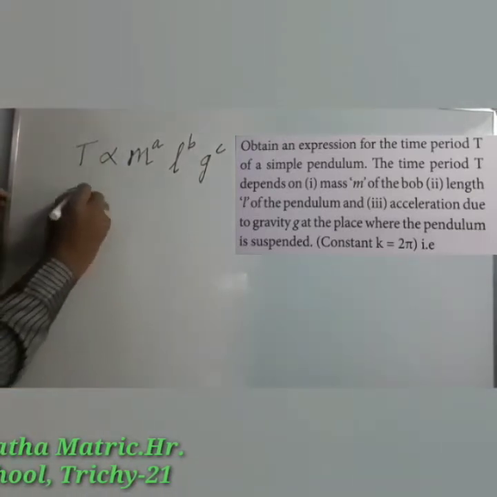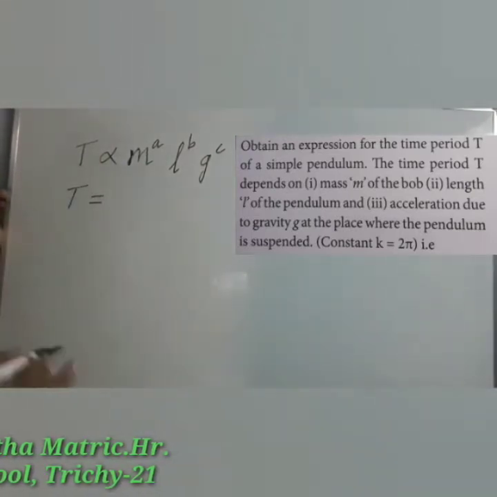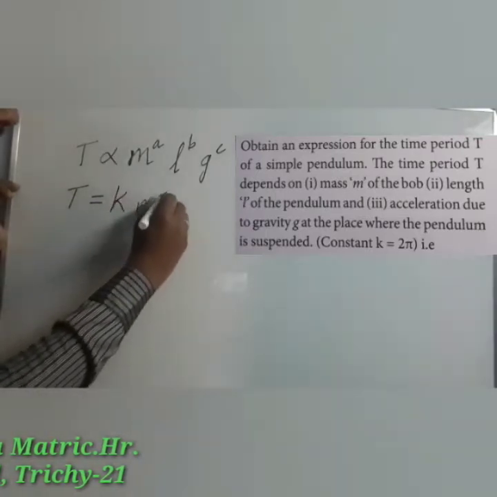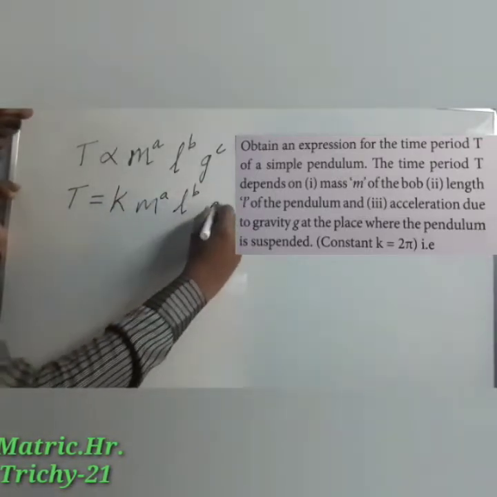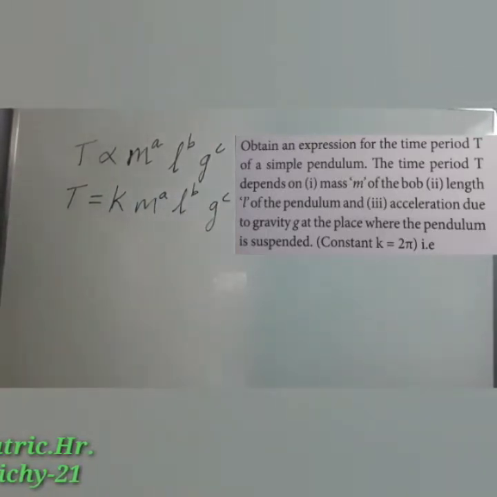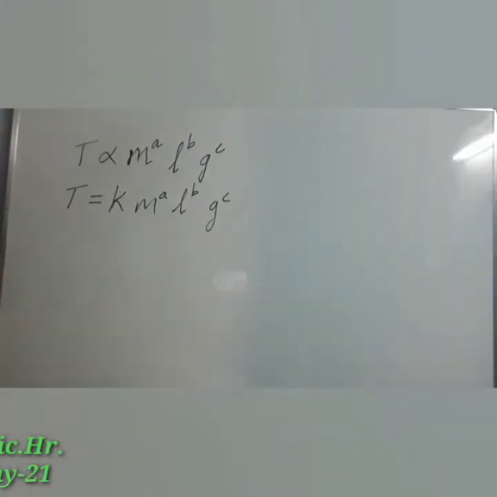In the equation form, you have to introduce the constant k. T equals k m^a l^b g^c. What is the value of k given in the example? In the example, they gave that value as 2 pi. At the end we can substitute that value. First we have to solve this. So how can we solve? Let us rewrite the equation with dimensions.